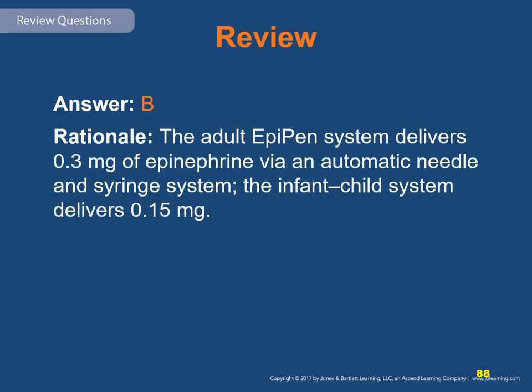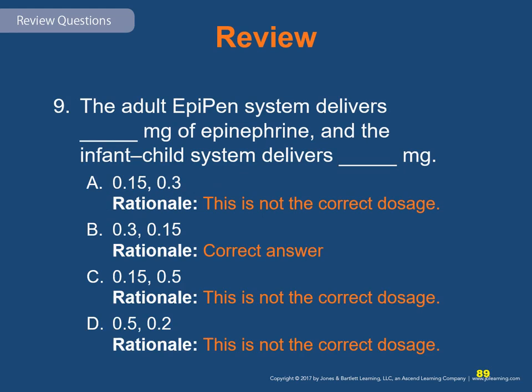The answer is B. The adult EpiPen delivers 0.3 milligrams of epinephrine via an automatic needle and syringe system. The infant child system delivers 0.15. And since we covered that, and to prevent confusion, I'm not going to go over the wrong answers here. Just remember the correct answer is adults, 0.3 milligrams of epinephrine, and in child or infant child, 0.15 is the correct dosage of epinephrine.